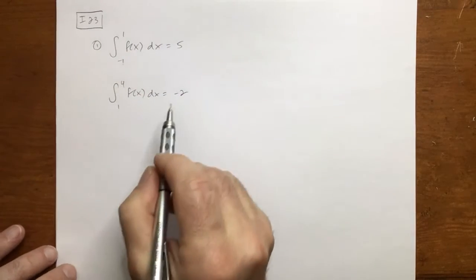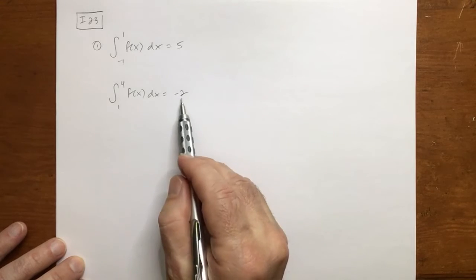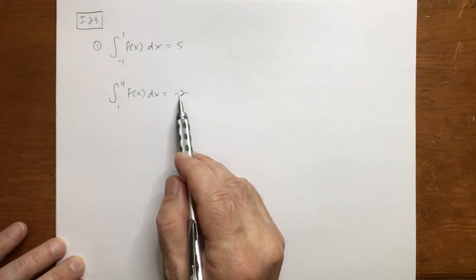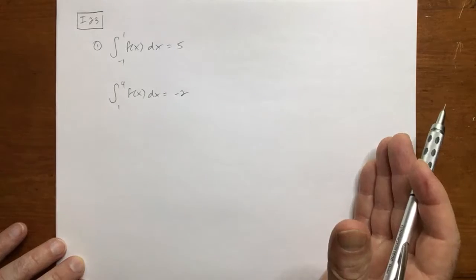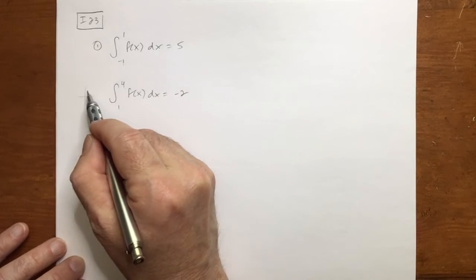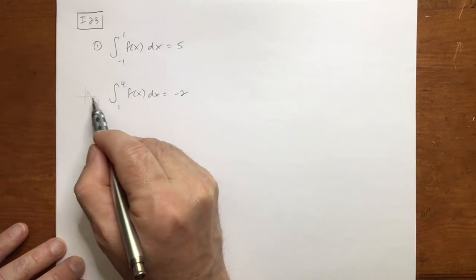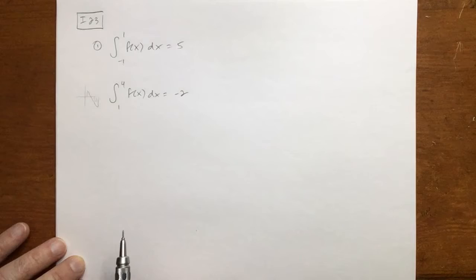Okay, and then think about what this means. It doesn't mean that this entire curve from 1 to 4 is under the x-axis. It just means that more of it is under than over. We could have something like this going on. We have a little bit above, more of it under, and these areas add up to -2.